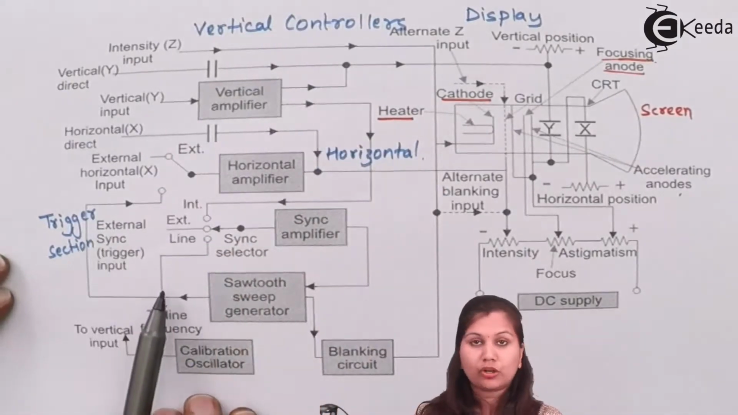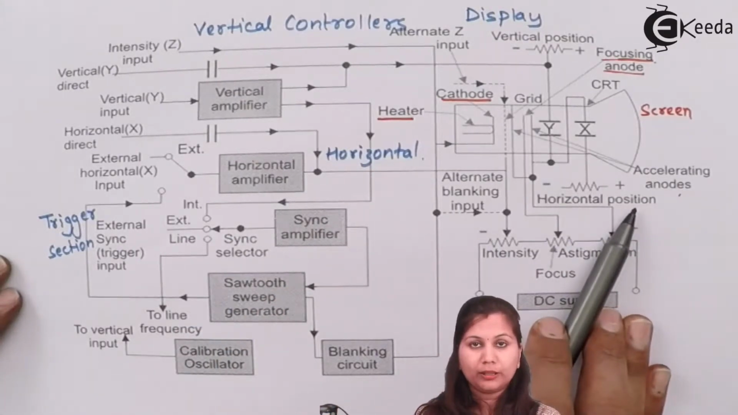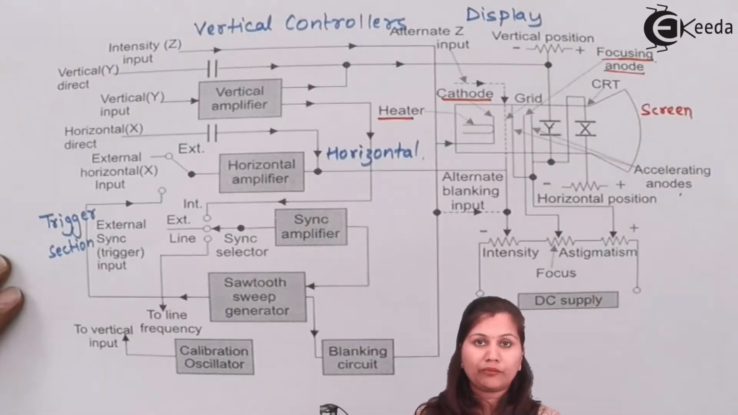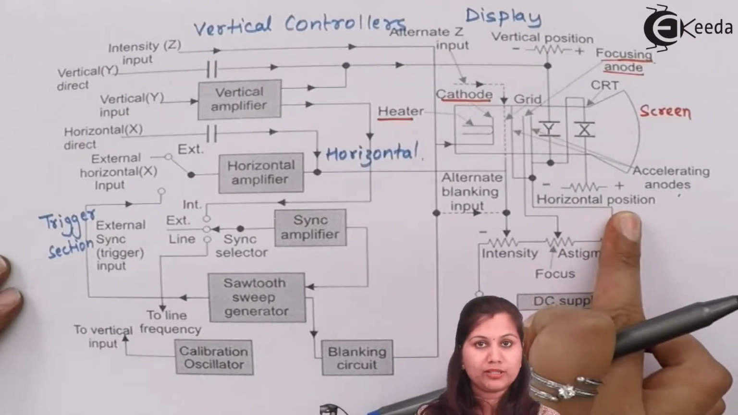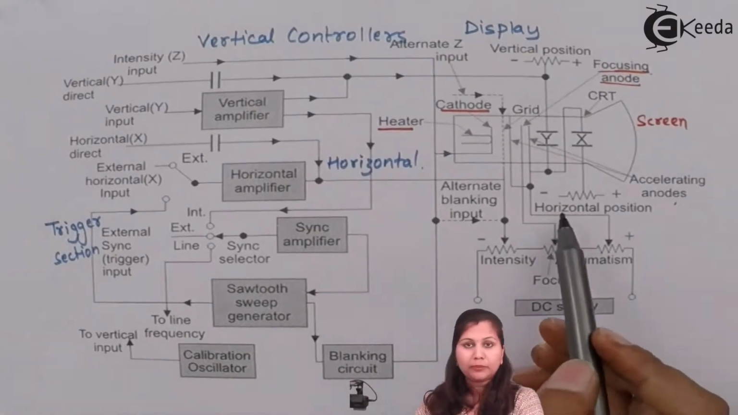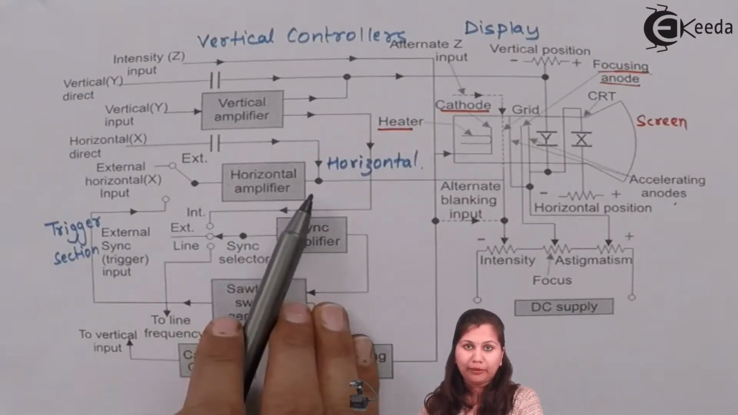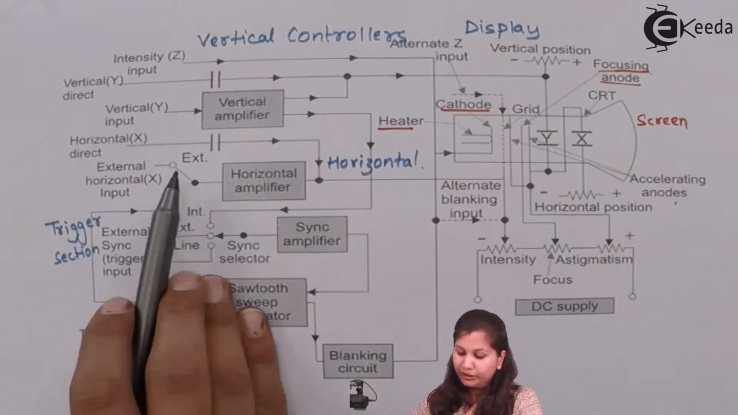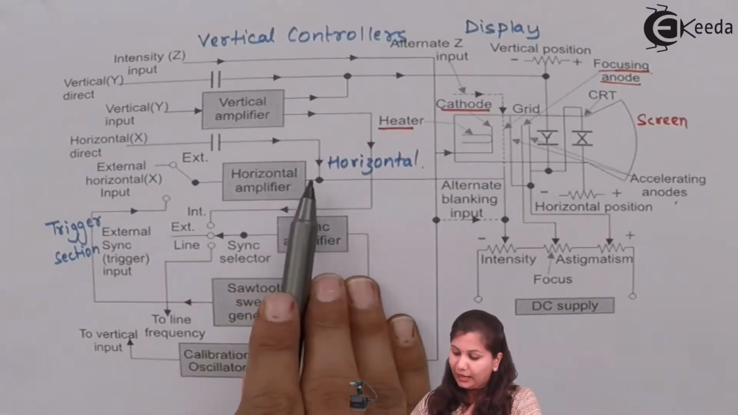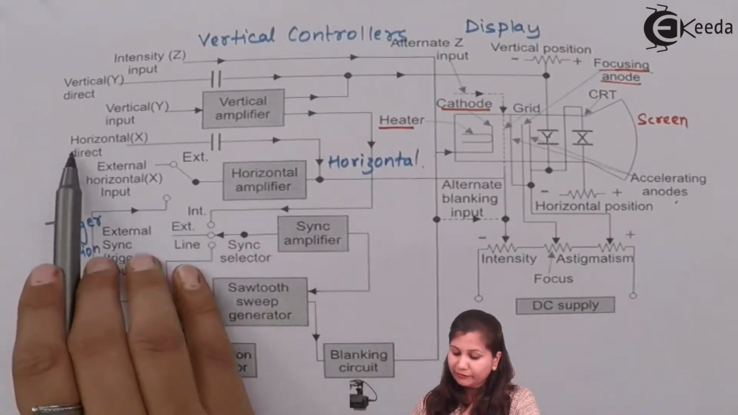Now coming to the horizontal controllers. In the horizontal controllers, again we are having the horizontal position. If we want to alter the horizontal position of the waveform, that can be done with the help of this knob available on the panel of the CRO. So the horizontal position can be altered in this way. Now here also we are having a horizontal amplifier. The horizontal input is provided to this horizontal amplifier. It will be amplified.